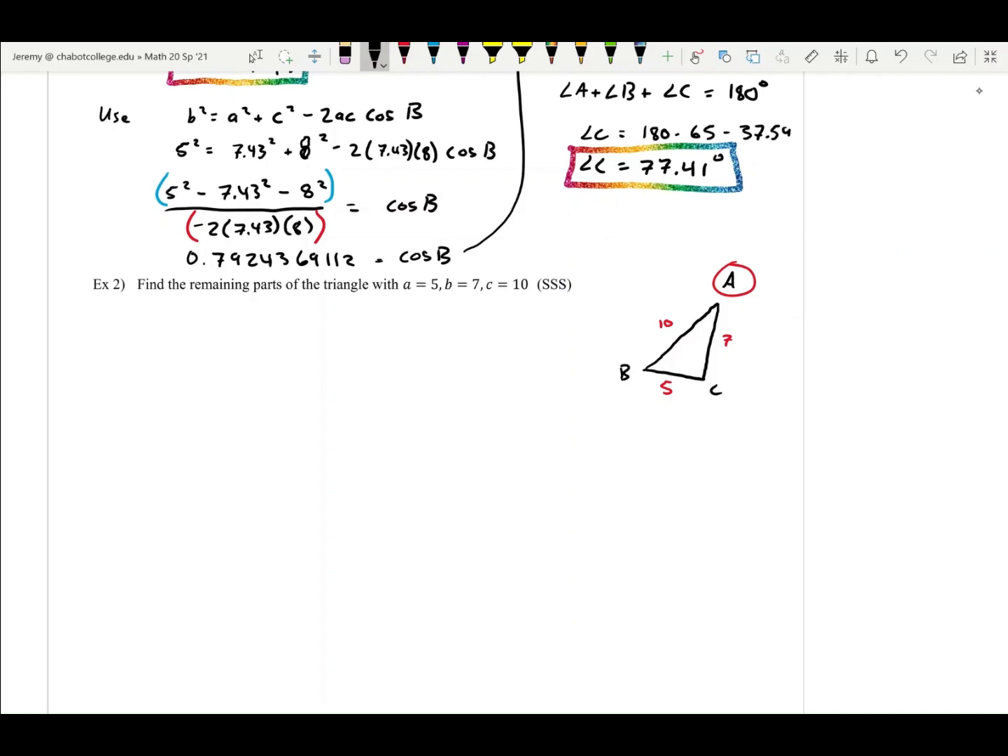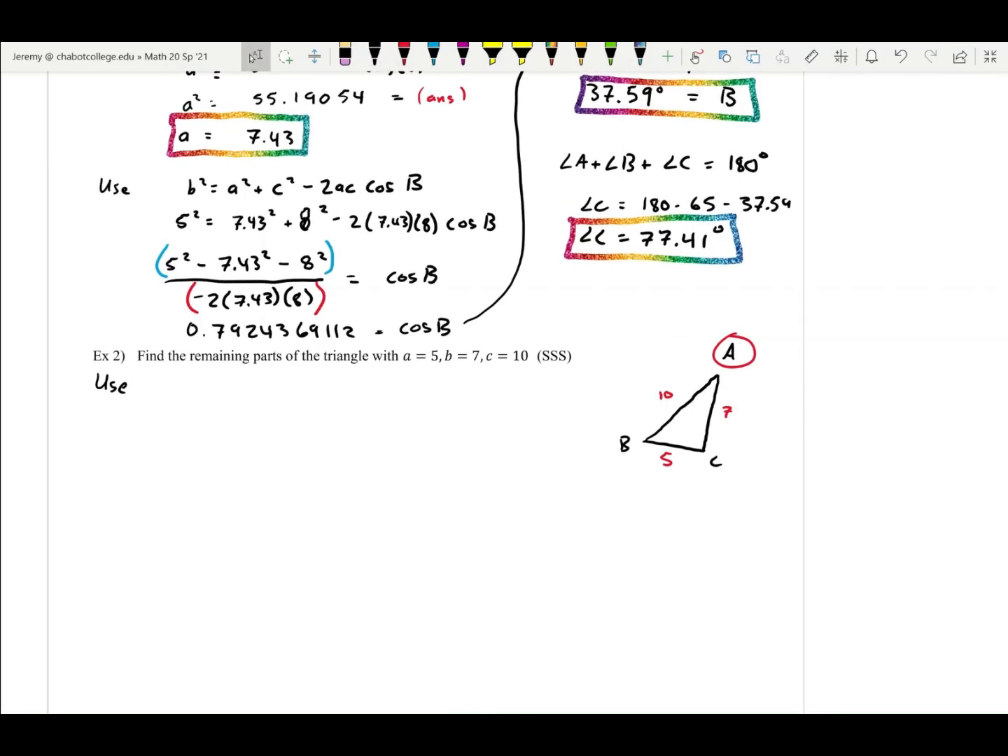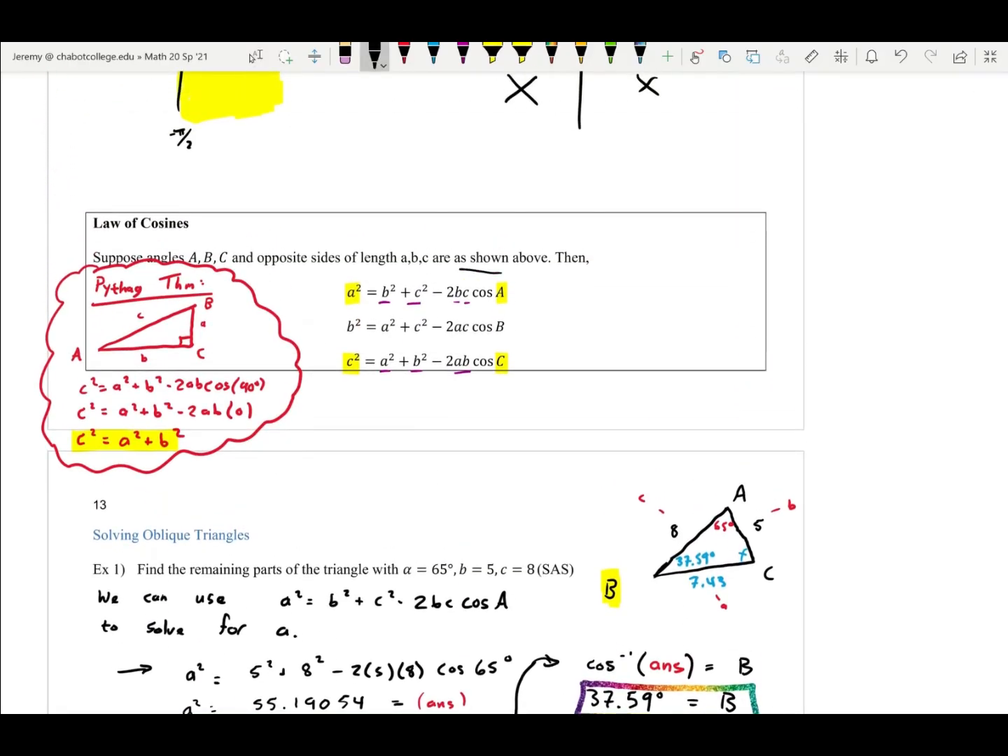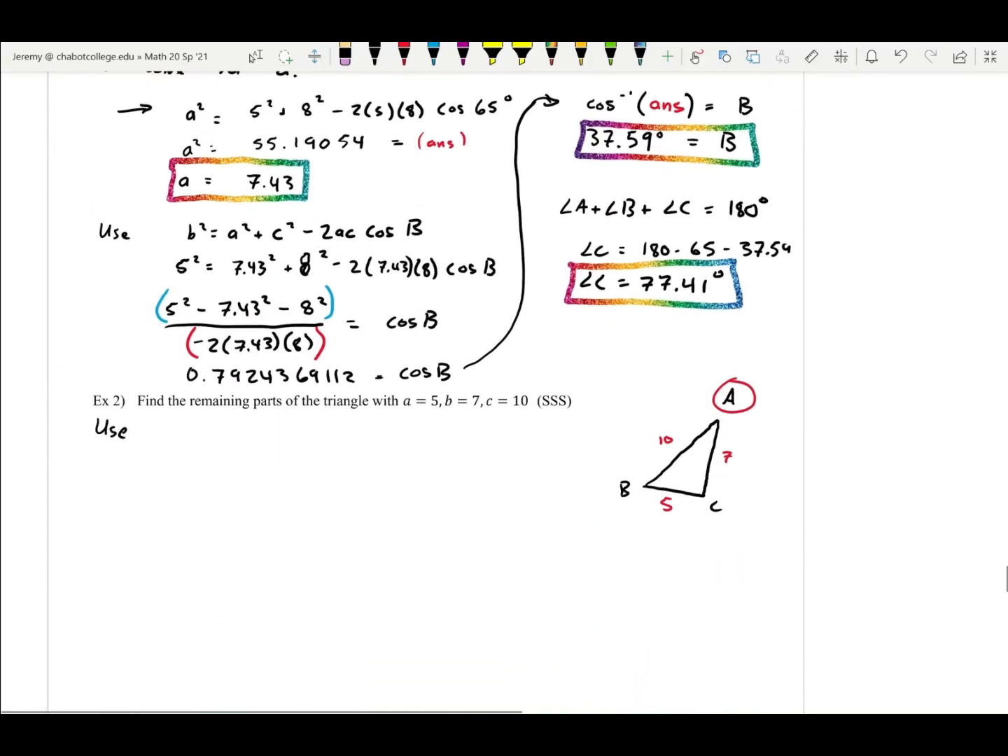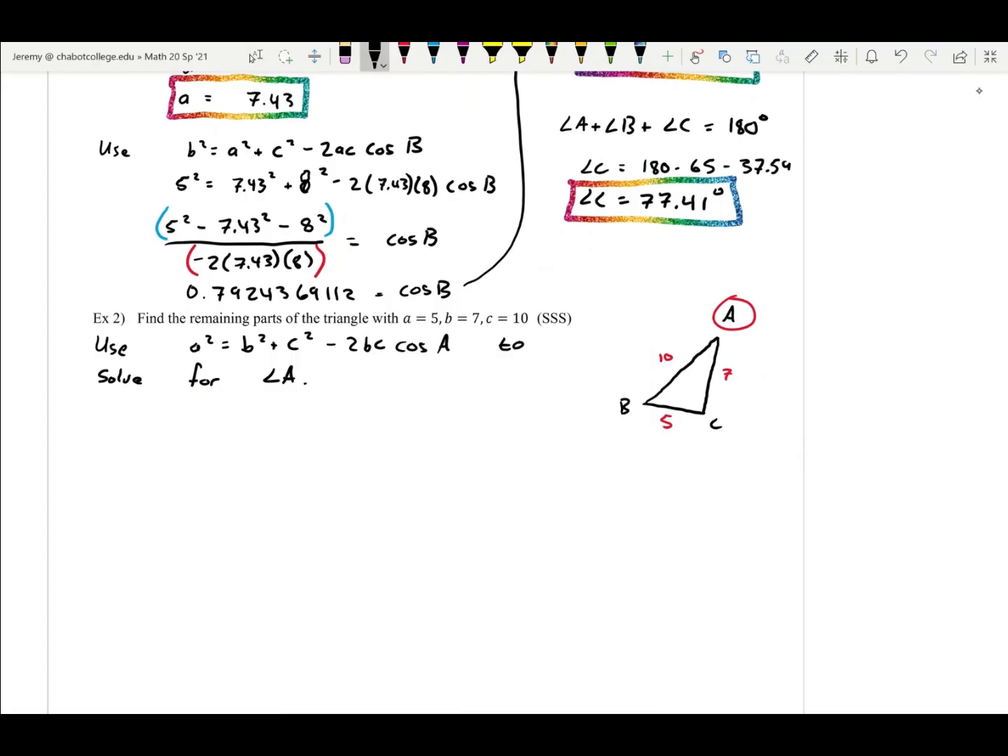So I am going to use law of cosines, and I want to make sure to use the right formula, because we've got 3 of them. I want to use this first one that involves angle A. So I want to use a squared is equal to b squared plus c squared minus 2bc cosine A. And I'm using this to solve for that angle A. So here's what that looks like.